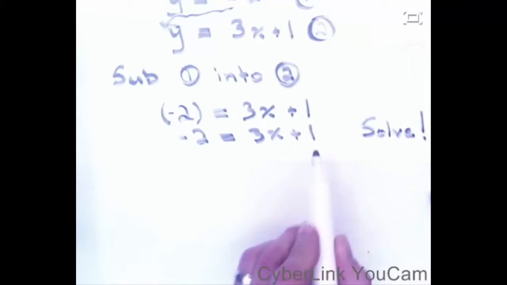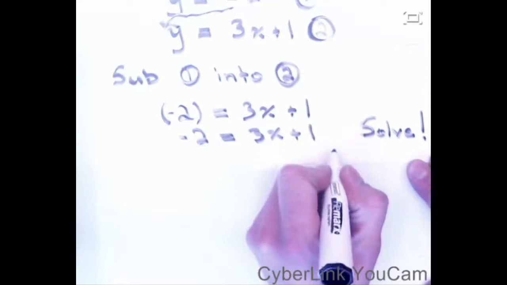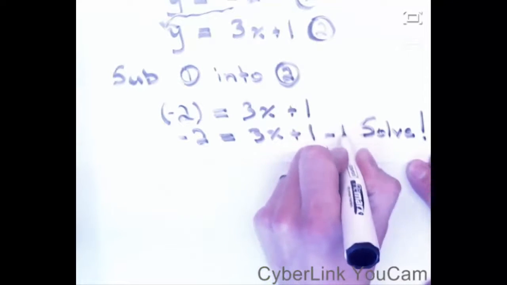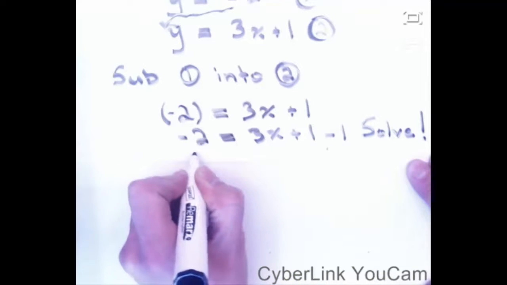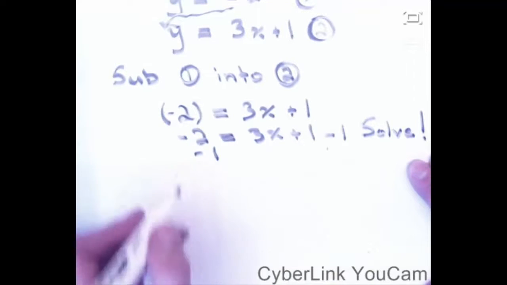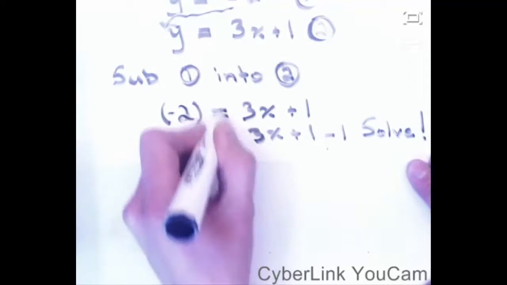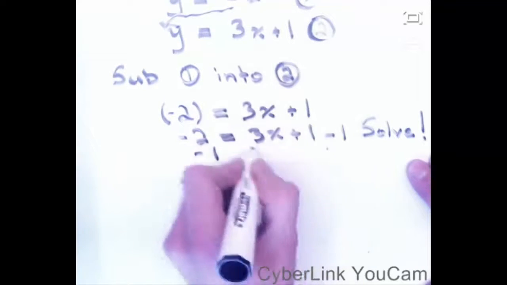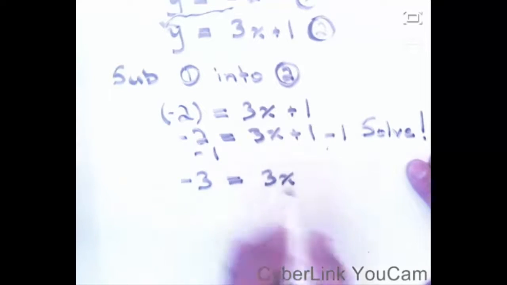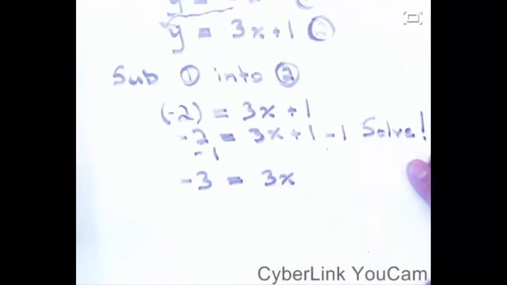So it says 3x plus 1. We're going to need to do the following. We're going to subtract 1. And if we subtract 1, we have to do it on this side as well. You've got to be fair to both sides. And now you update. Negative 2 subtract negative 1 is negative 3. Carry the equal sign down. Can't do anything with 3 times x yet. Plus 1 minus 1 is 0, so you're just left with 3x.